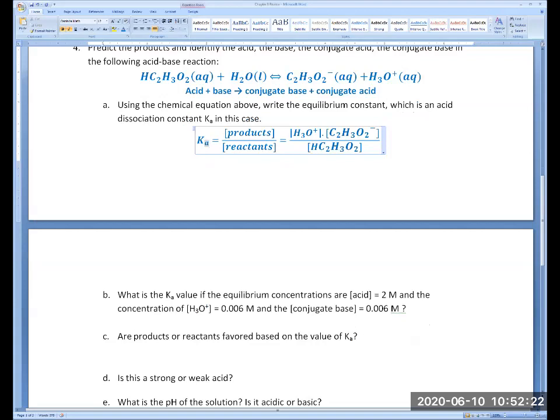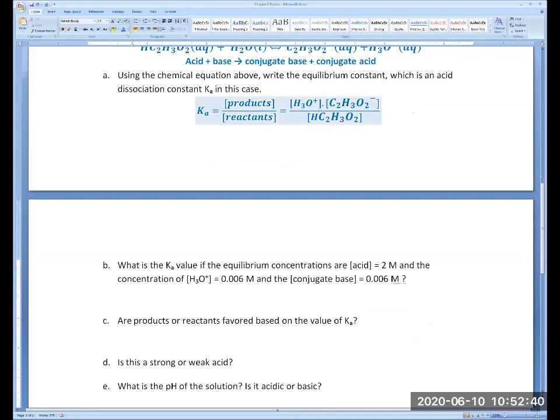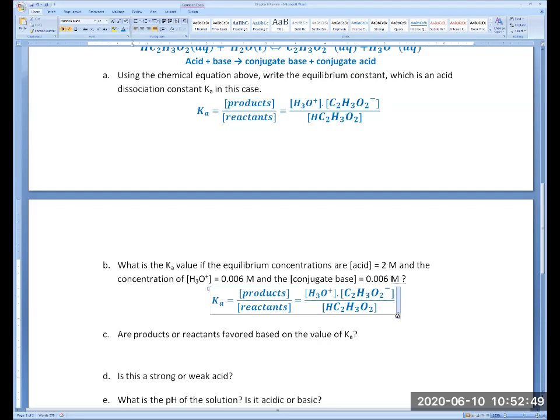So now we have this expression and we have values of the concentrations that we can plug in. Remember that when you have brackets here, it means concentration in molarity. So let's copy this here and then complete it with the values. Now we can plug in the values. So what is the Ka value? If the equilibrium concentrations are, for the acid, 2 molar, H3O plus is 0.006 molar and the concentration of the conjugate base is 0.006 as well.